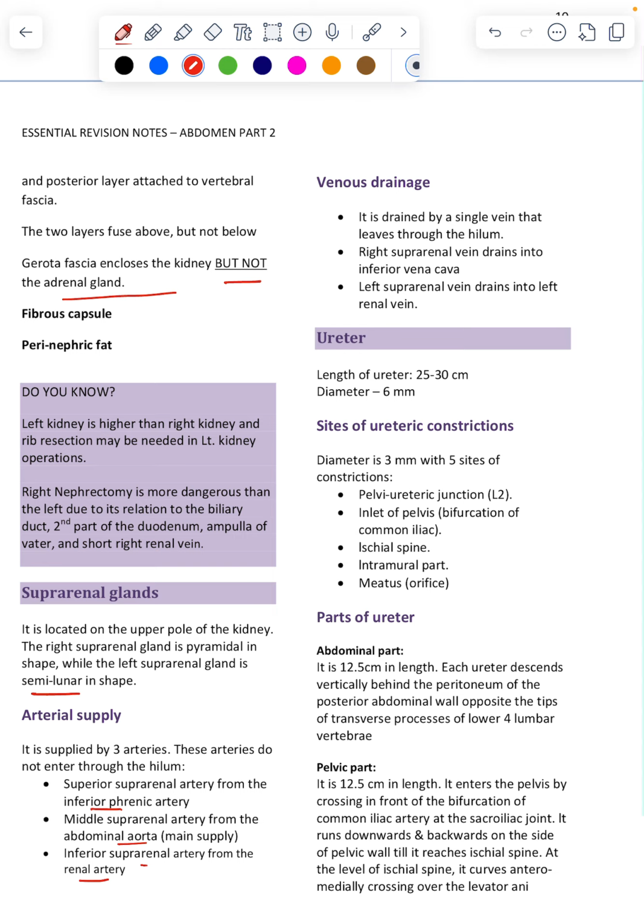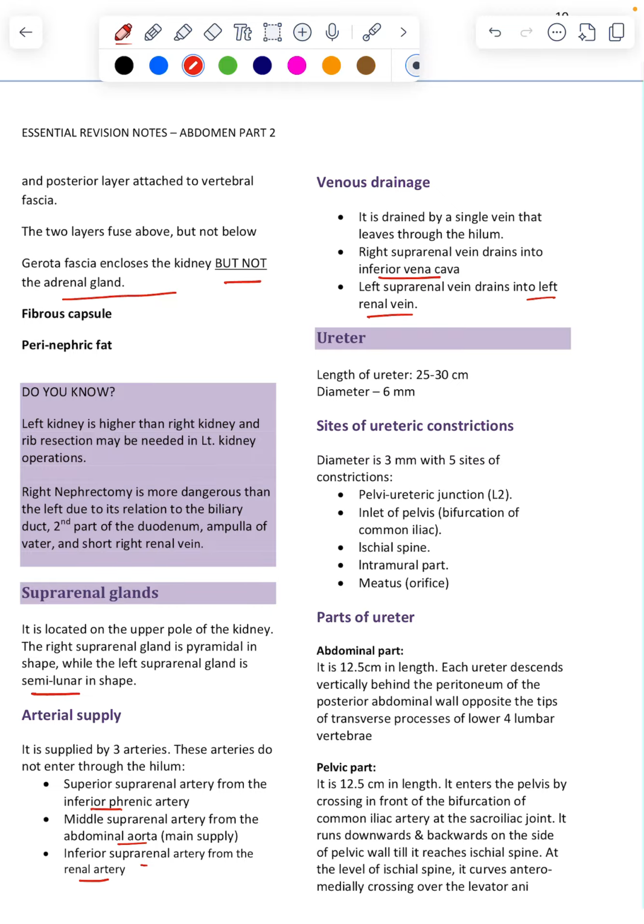Venous drainage is by a single vein that leaves through the hilum. The suprarenal vein drains into the inferior vena cava on the right. On the left, the suprarenal vein drains into the left renal vein, just like the gonadal veins. Left suprarenal goes to the left renal vein, and right goes into the inferior vena cava.